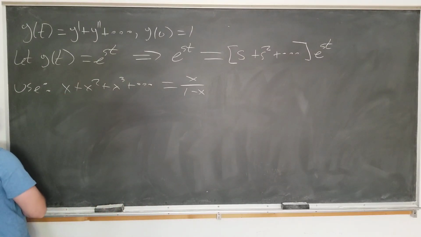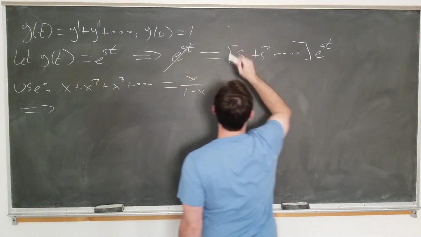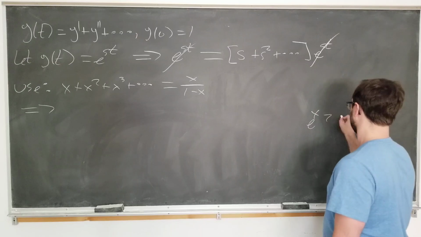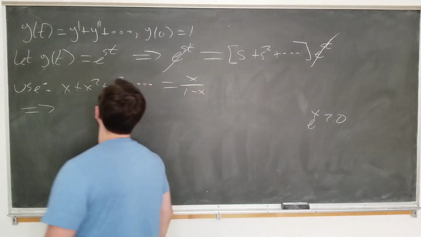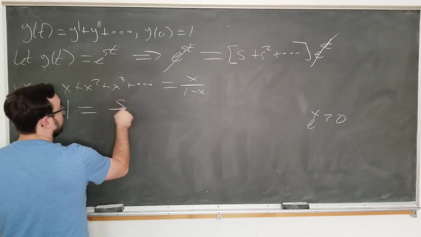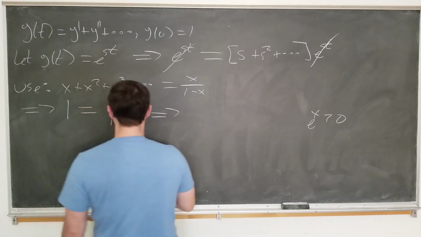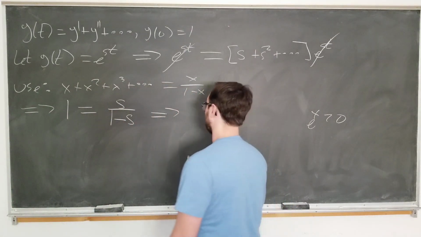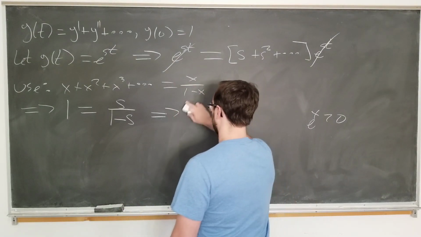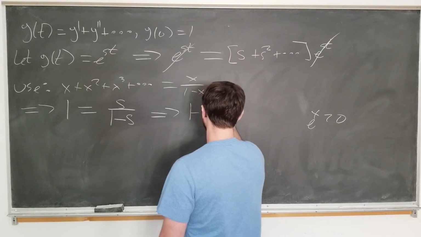Okay, we're going to use this. So this tells us that we're also going to cancel the e to the st's on both sides. Since e to the x is always greater than 0, we can always do this. So we have 1 is equal to s over 1 minus s, which we can solve pretty easily. So we have just 1 minus s is equal to s.